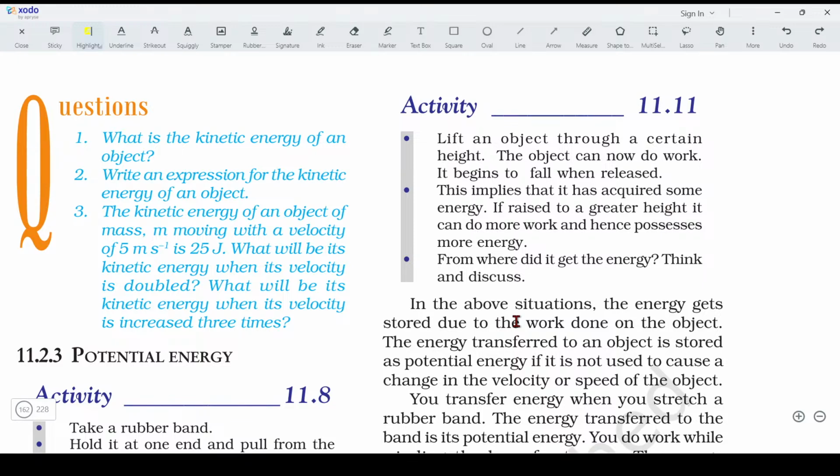I was saying, when any object is in motion, it possesses energy. This energy is kinetic energy, the energy possessed by an object by virtue of its motion. That is called kinetic energy. Excellent. Tell me, what is the expression of kinetic energy of an object?